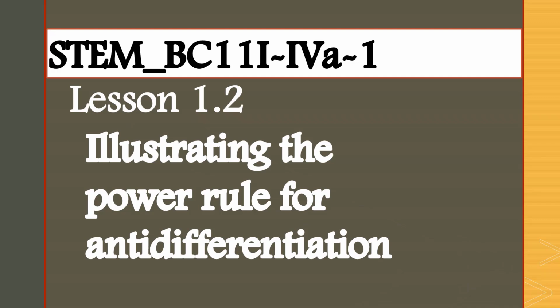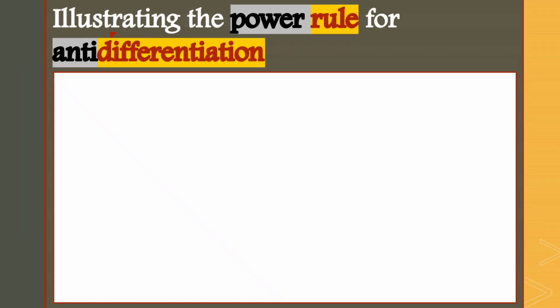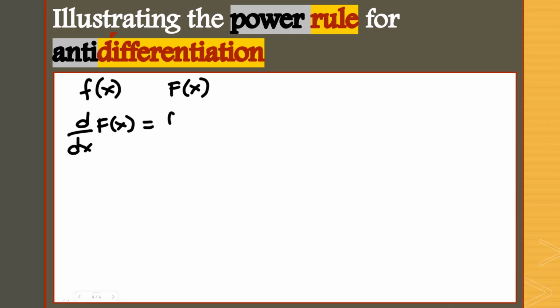This time, let's illustrate the power rule for antidifferentiation. This rule is very basic and it encompasses all the rest of the rules. Now we know that for a certain function, let's say f of x here, its antiderivative is a capital F of x if it satisfies the given condition that the derivative of your capital F of x with respect to x will be equal to your original function f of x. I'm showing this again because this rule will be proven as part of this video.